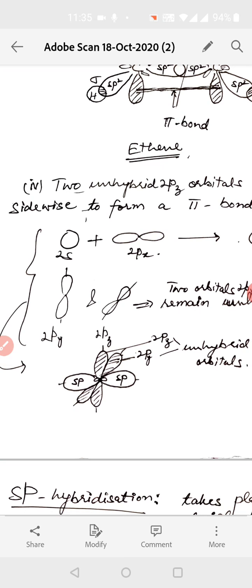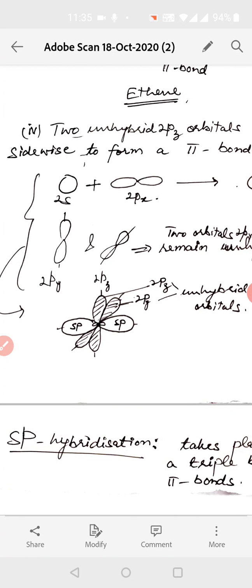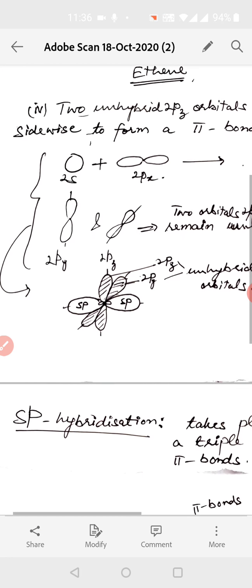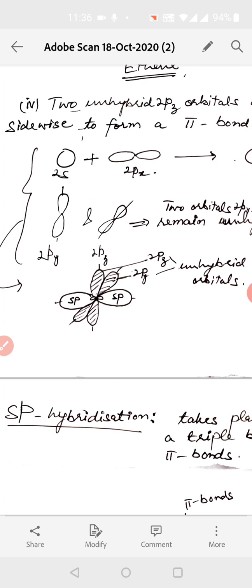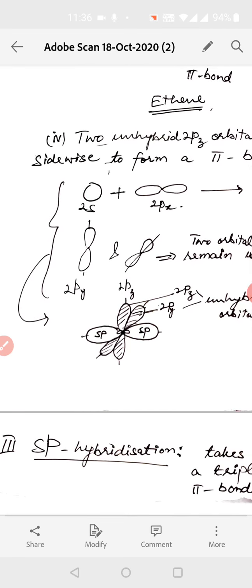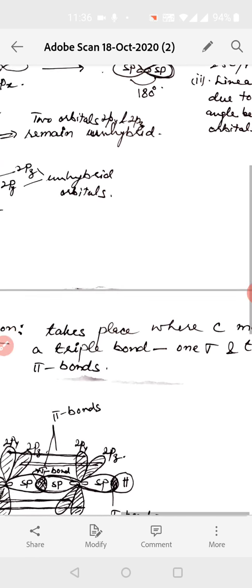So in the lower figure there are 2 sp orbitals lying on opposite sides and 2 p orbitals shown by oblique lines. 2pz and 2py, both orbitals are lying on the carbon. The sp hybrid orbitals would form sigma bonds. 2py would overlap with 2py of the second carbon. Sorry, by mistake the heading is on the lower side. It should have been on the upper side.